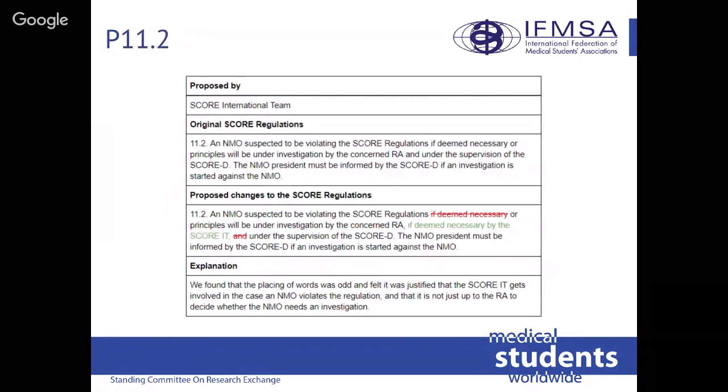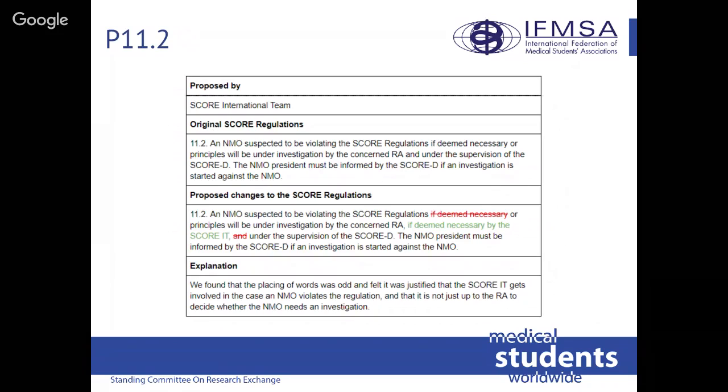Next one says an NMO suspected to be violating the SCORI regulations, if deemed necessary, or principles will be under investigation by the concerned RA and under the supervision of the SCORI director. The NMO president must be informed by the SCORI director if an investigation is started against the NMO. The changes we want to make are to move a little bit of the words and do a little bit of change of wording. And the placing of words in this regulation was a little bit odd.